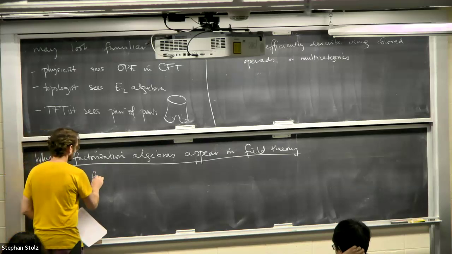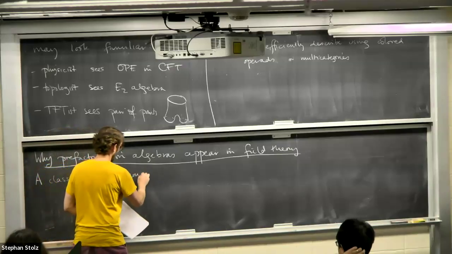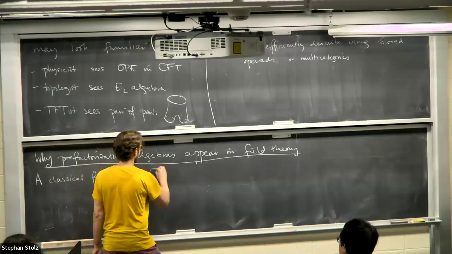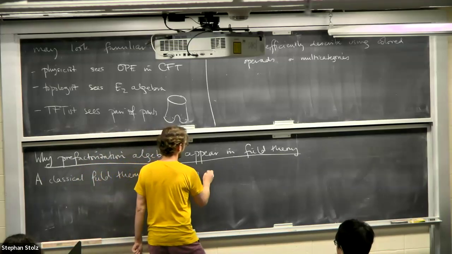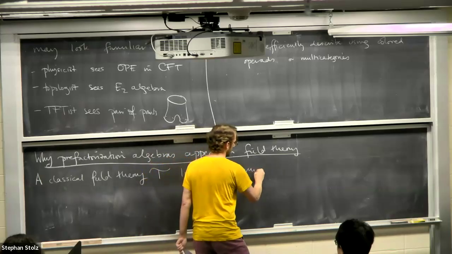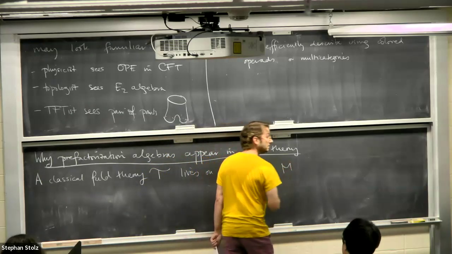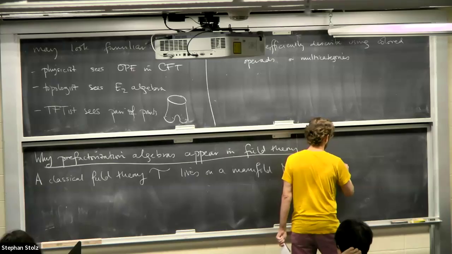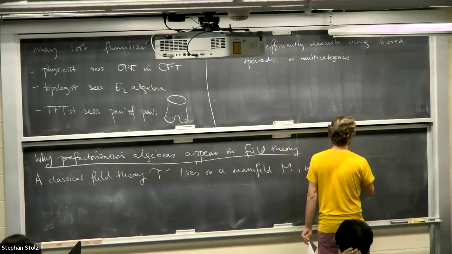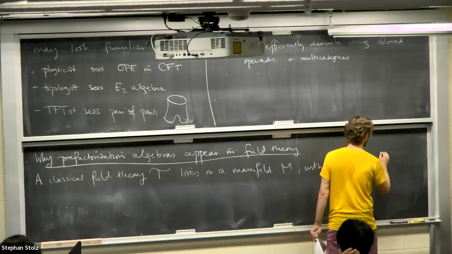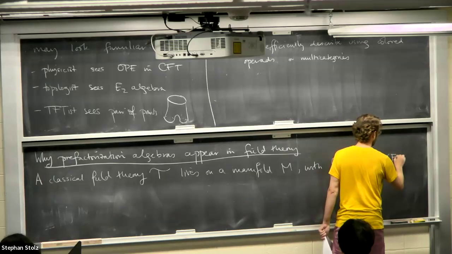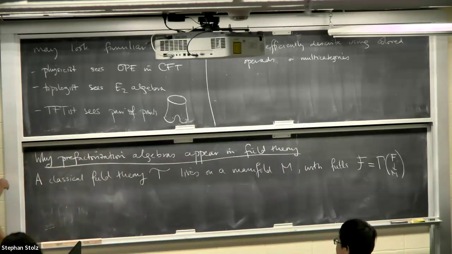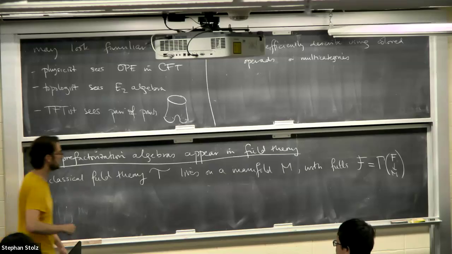So as Constantine said, classical field theory, say T, lives on some manifold M with fields F being sections of some fiber bundle over M. Think about the trivial fiber bundle if you want to think about smooth functions.